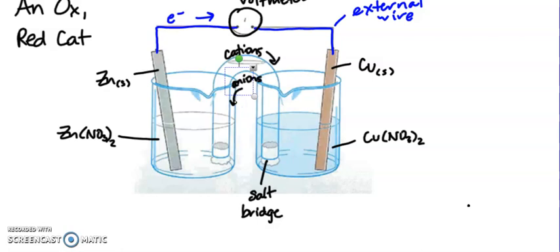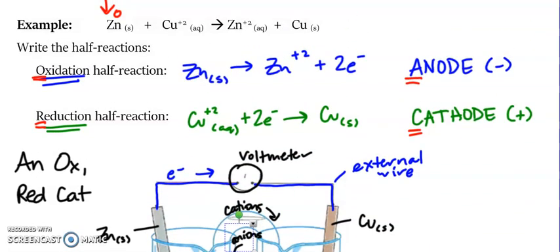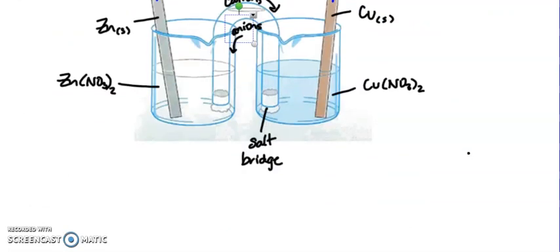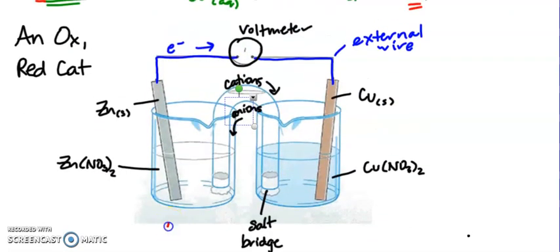And the reason is because we have oxidation at the anode and reduction at the cathode, and let's label those. So if we go back up here, remember zinc is what's being oxidized. So if zinc's being oxidized, it's at the anode. So this beaker, this side, is my anode.